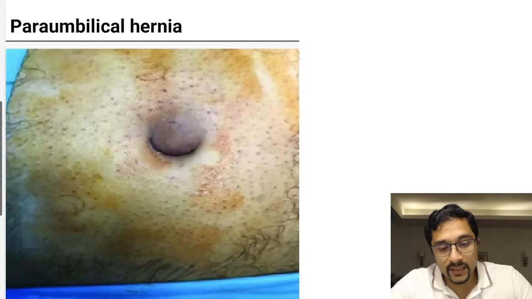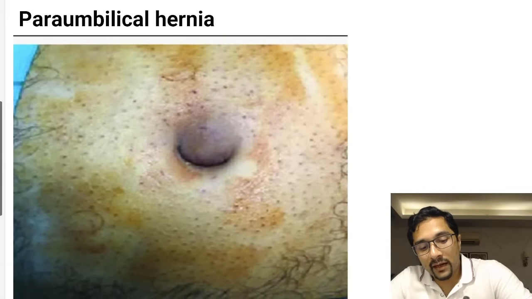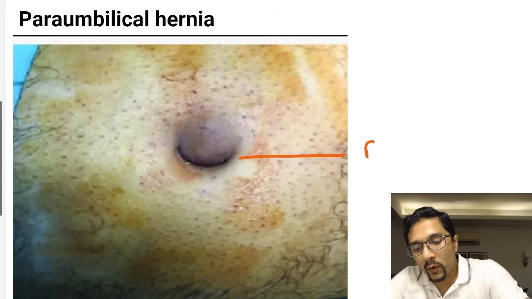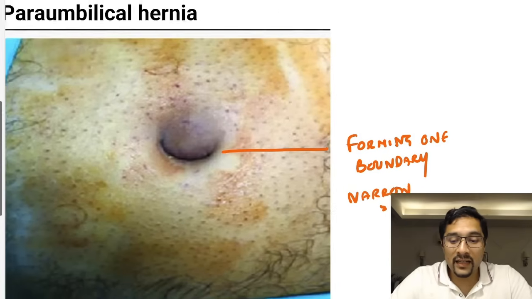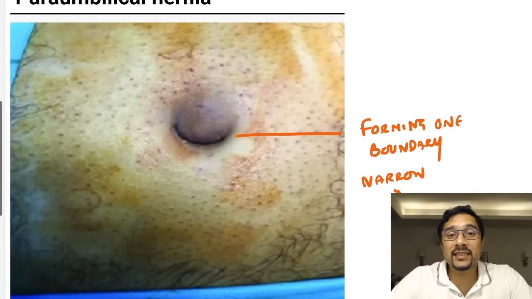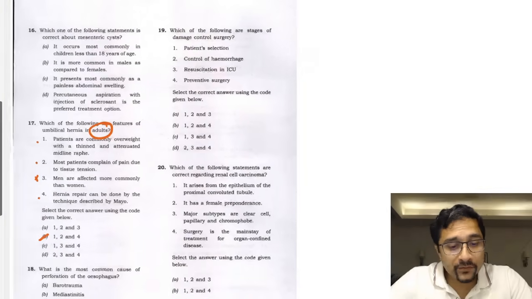This is a para-umbilical hernia. You can see the smiling umbilicus, where the umbilicus is just forming one boundary of the defect, and this is usually a narrow defect as compared to the umbilical hernia, and that is why para-umbilical hernias have a higher rate of strangulation and obstruction as compared to umbilical hernias. Okay. So that was the question which was there.